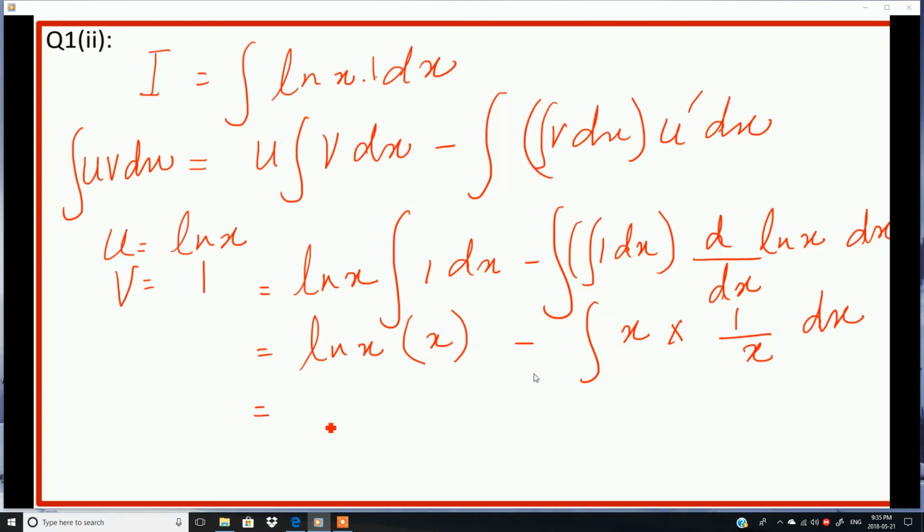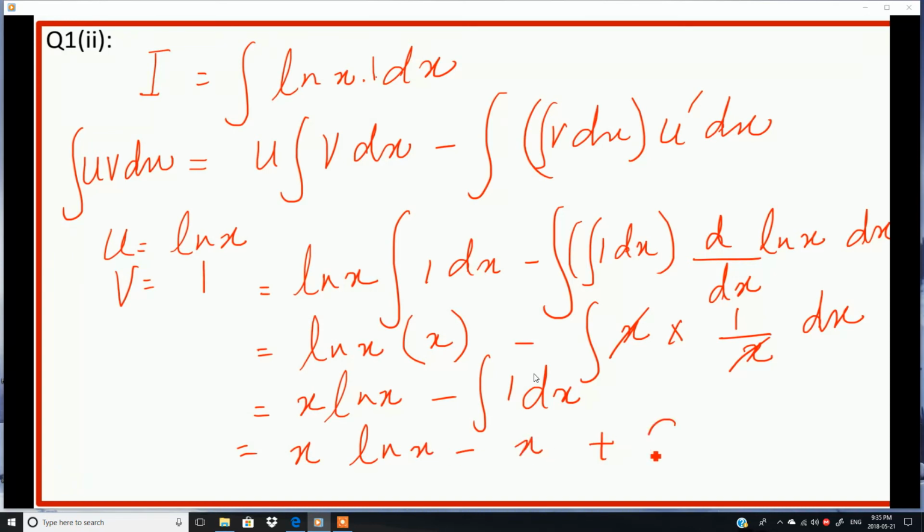Okay, so natural log of x, and we have to multiply these two, so I can write down here, and this x will cancel this x, only again we have 1 dx. It is x natural log of x minus x plus c. If you want, you can take x as a common factor. In the parenthesis we have natural log of x minus 1, plus c.